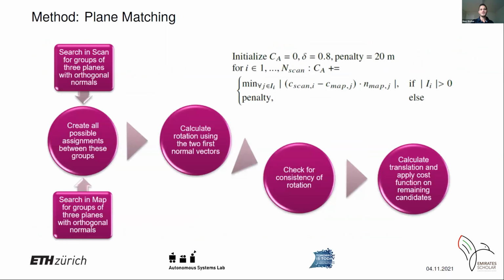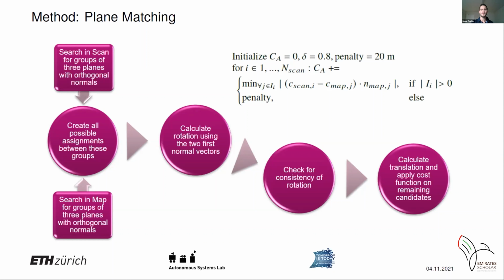Now that we have extracted the planes from the map and the scan, we can match them. Our plane matching algorithm is inspired by PRUS, but our algorithm adds additional constraints to the plane assignment. First, we form all possible groups of three planes in the map and the scan, which have almost orthogonal normals to each other.